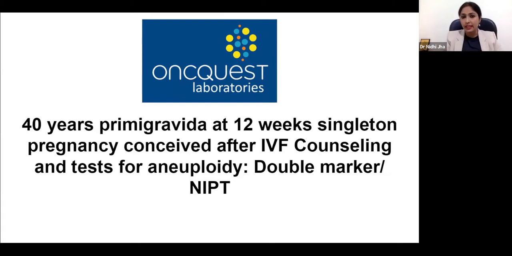But in this case, seeing her age and IVF conception, I would advise her NIPT, because as I said, the false positivity rate is less and the sensitivity is more. It's around 99%, and with the double marker, it is 92 to 94%, and the false positive rate also is a little bit higher. So I would recommend this patient NIPT.